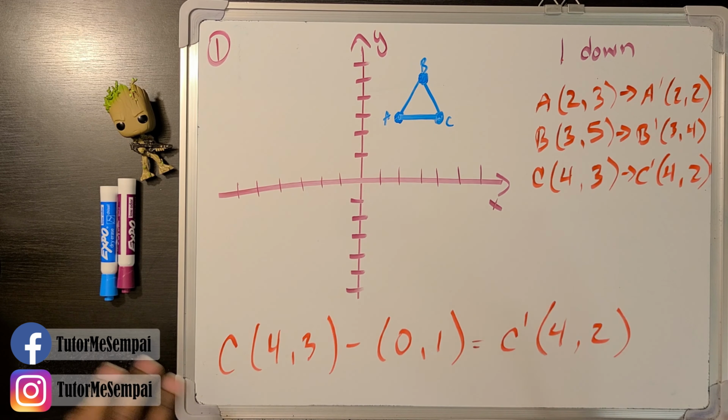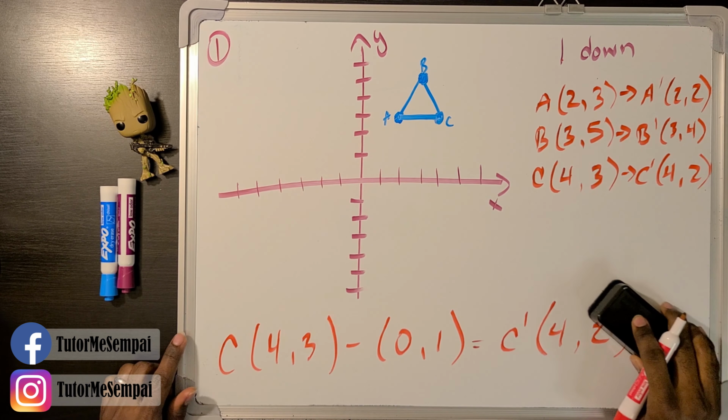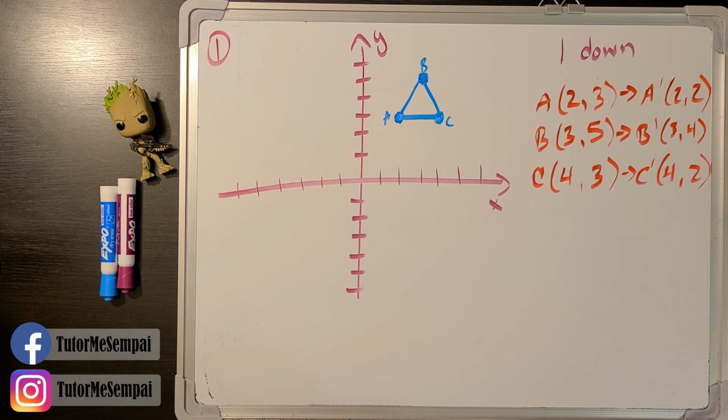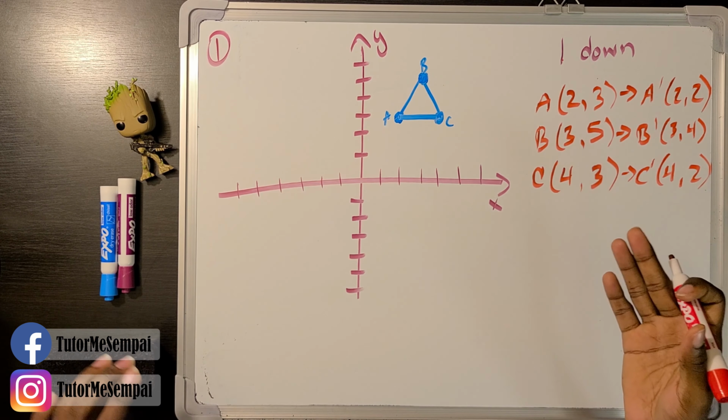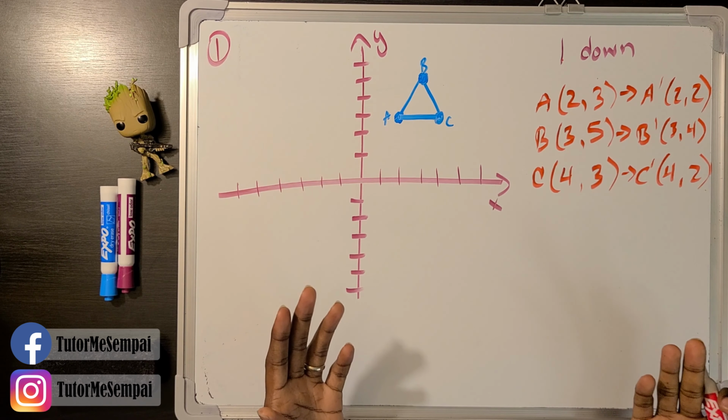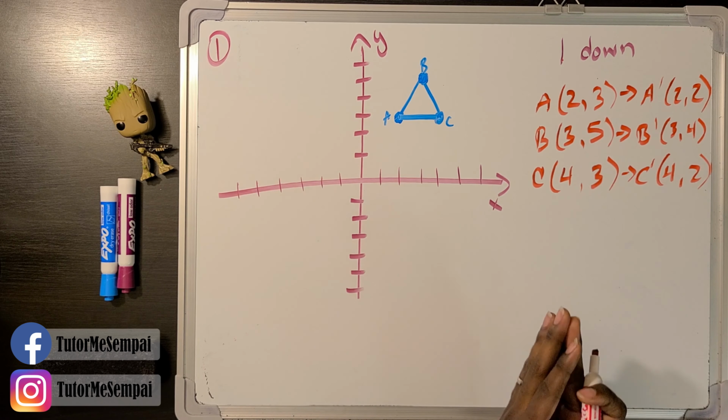So now that we have our A, B, and C primes, we can plot that. So the first step is figuring out what your points are. Your second step is figuring out what your transformed points are. And then your third step is going to be to plot those transformed points.